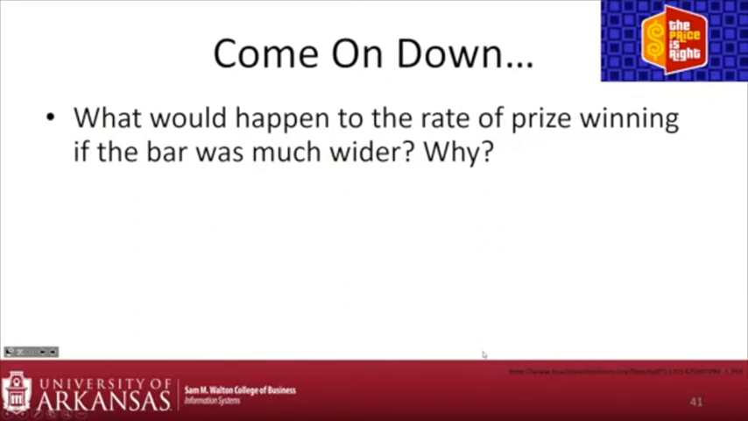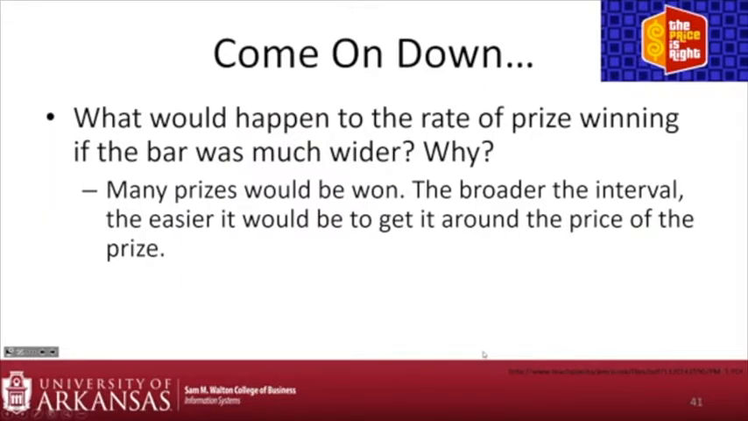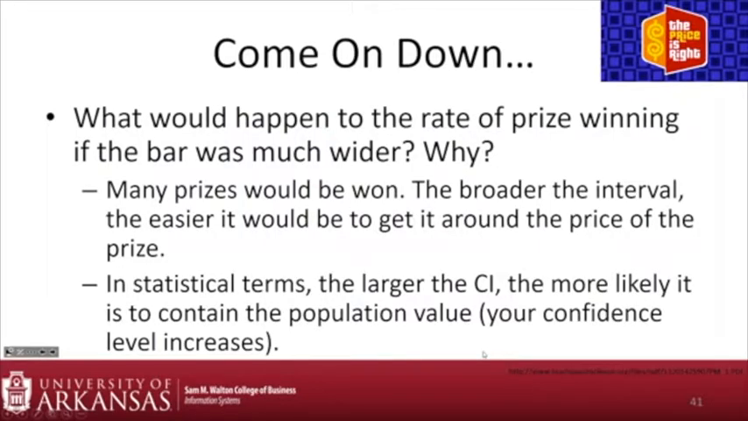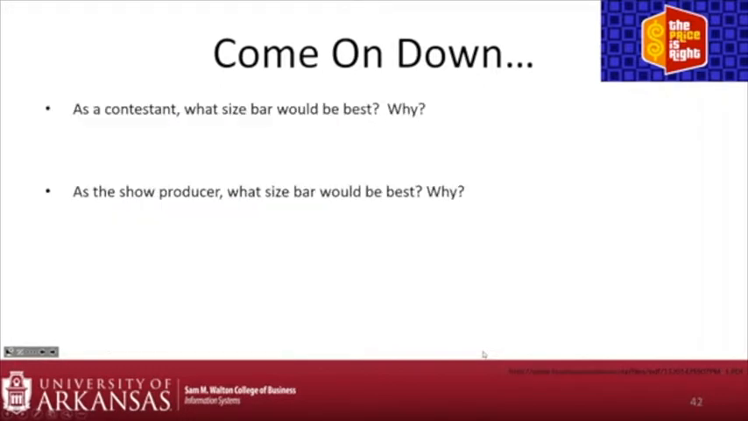What about if the bar was wider? Right, so now I'm giving away more prizes, right? Because it's going to be easier to get that. So statistically, we have that larger confidence interval. There's a higher probability we're going to get that true population parameter. Okay, so our confidence level is increasing.